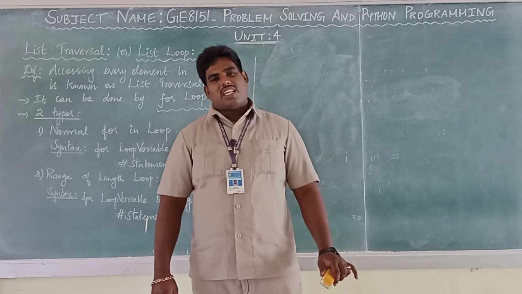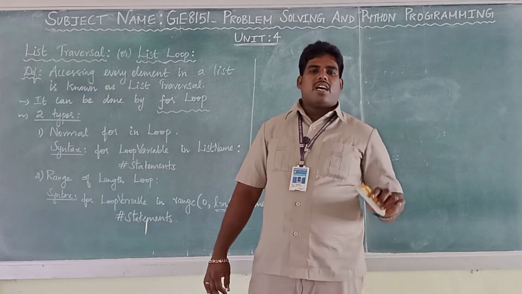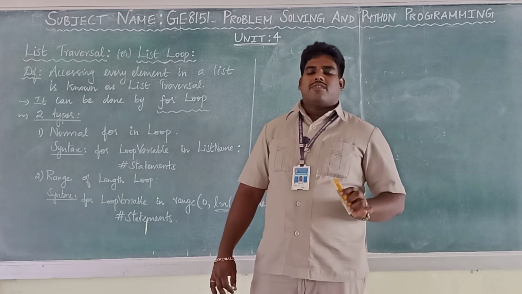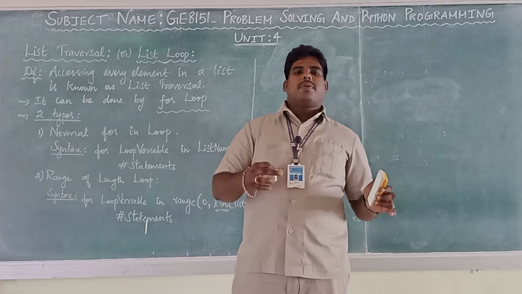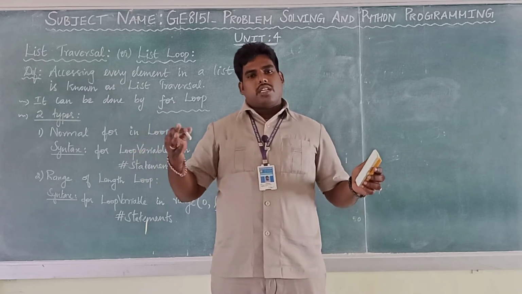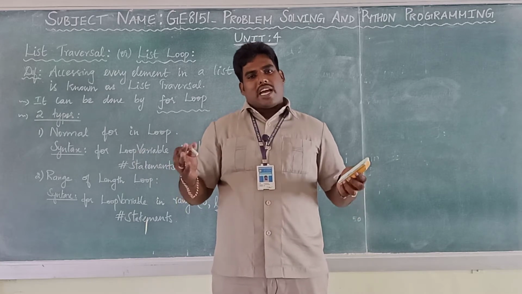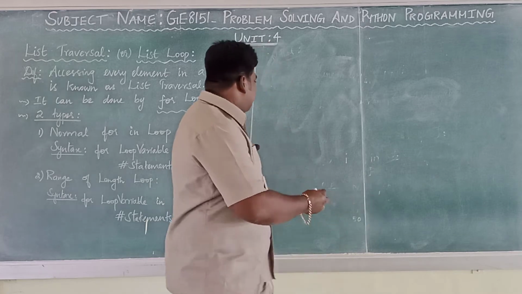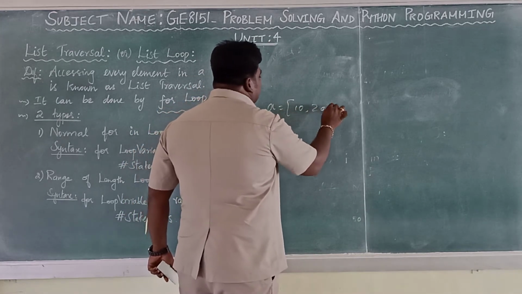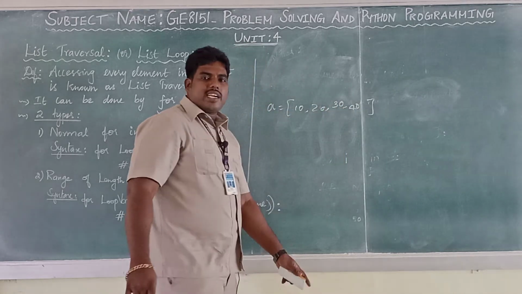What is traversal? First you have to know what traversal is. Traversal is nothing but accessing each and every element in a sequence. For example, if you take a list, tuple, or string, any sequence data type, it's a collection, right? Consider a list, for example. Here it's a collection of 10, 20, 30, 40, a collection of integers or any data types.